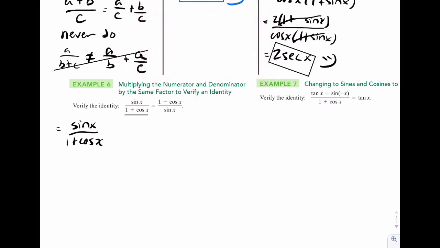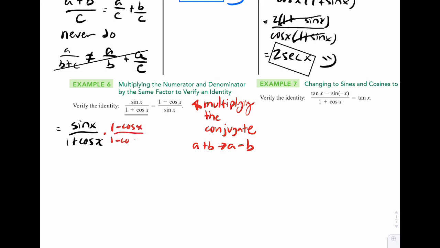So what we're going to do is a technique called multiplying the conjugate. So again, that's called the conjugate. So hopefully you recall from Algebra 2A class that the conjugate of A plus B is simply A minus B. So notice how the sign is just going to switch. So we're going to multiply this thing by 1 minus cosine over 1 minus cosine.